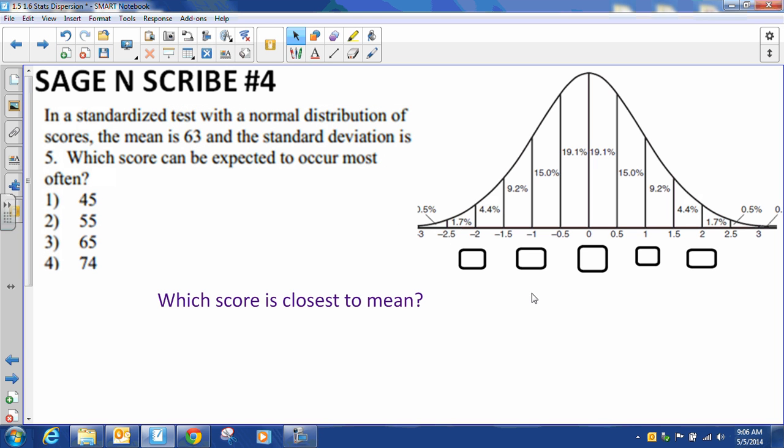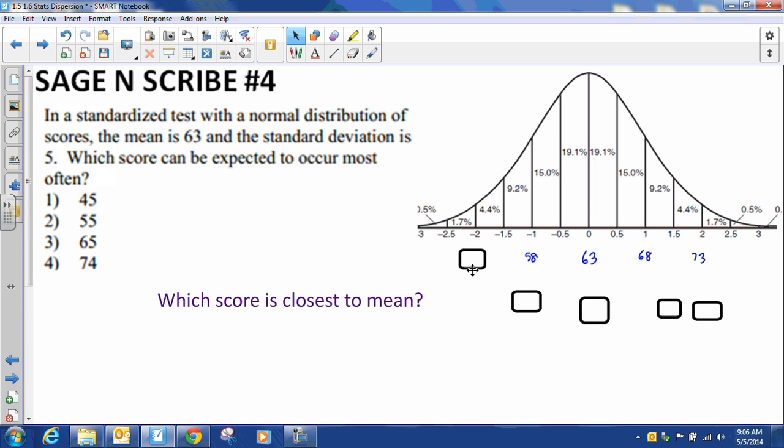Last one, number 4. The normal distribution of scores, the mean is 63, and the standard deviation is 5. So I'm going to add 5, subtract 5. Which score is closest to the mean? That's going to be the one that's closest to the mean, which is 65. So there you go.